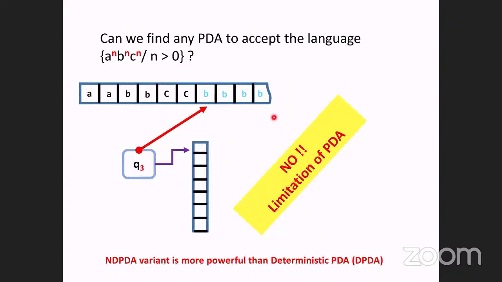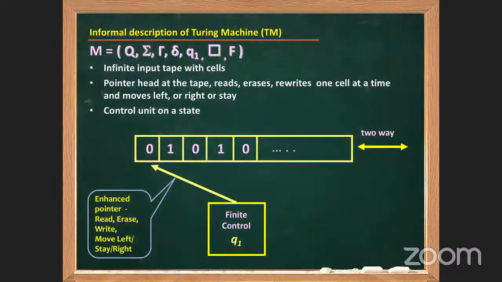Now, this PDA also has its own limitation. So naturally, you have to look for a much bigger machine. Something called a linear bounded automaton is much more powerful, but we are going to a much more powerful machine, which is known as the Turing machine. A Turing machine will have 7 components: set of states, input symbols, but you don't find any stack here.